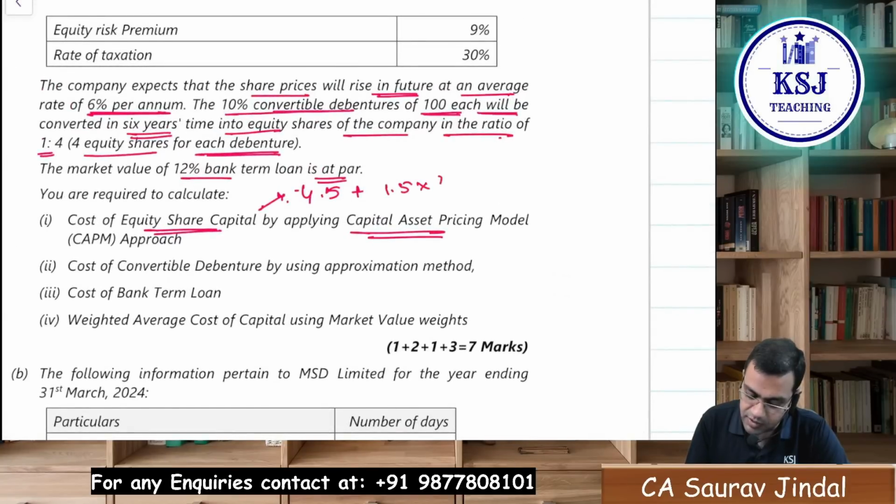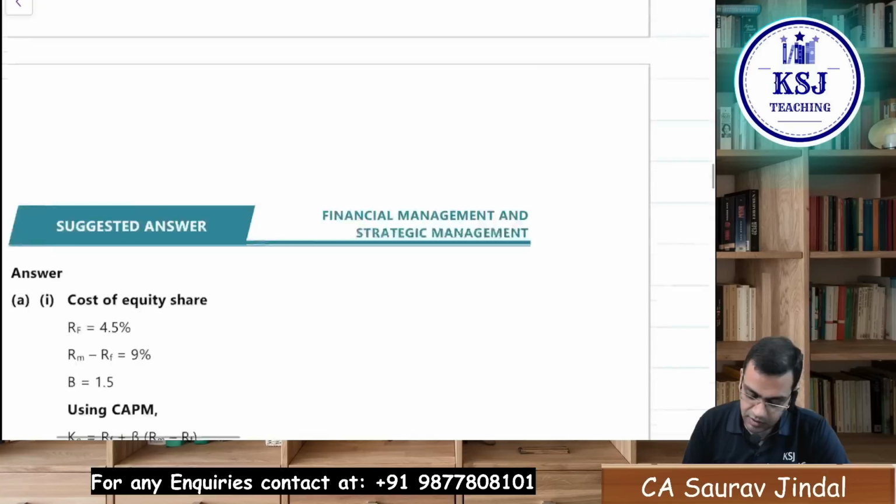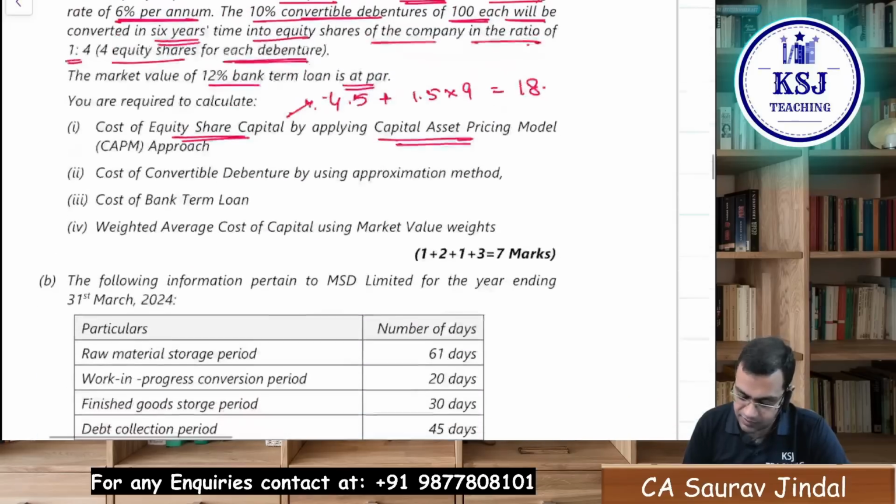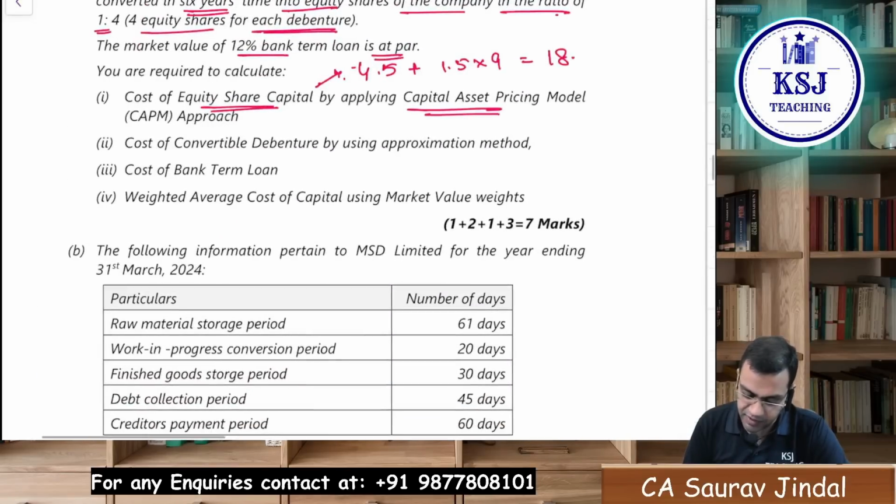1.5 into 9 into 1.5 plus 4.5, that comes to 18. KE comes to 18%, sir. Right? Very simple. This is free fund marks, sir. Free fund 1 marks. Second part, the cost of convertible debentures using the approximation method.